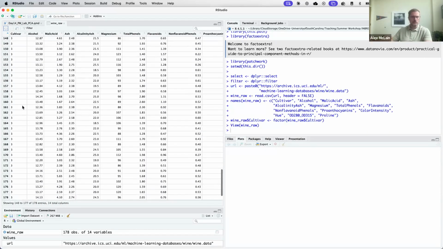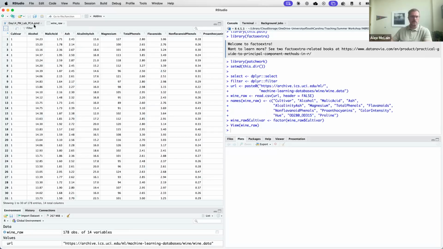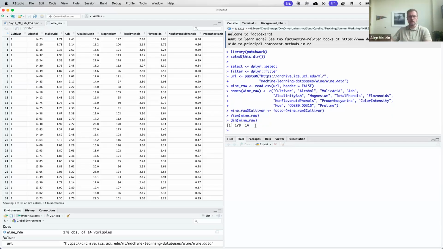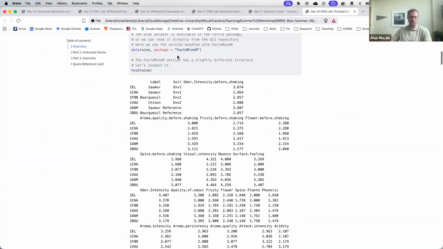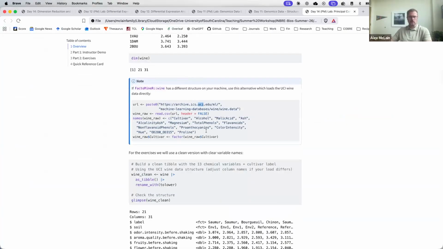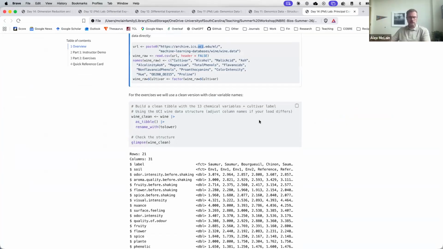Okay, so we have the cultivator here, just 1, 2, and 3, and then here we have all the chemical measurements available to us. And this data set is the one I initially described. This one is just a little easier to get because it's already in the FactoMineR package. But this one has a little larger sample size, so it's a good one to use.